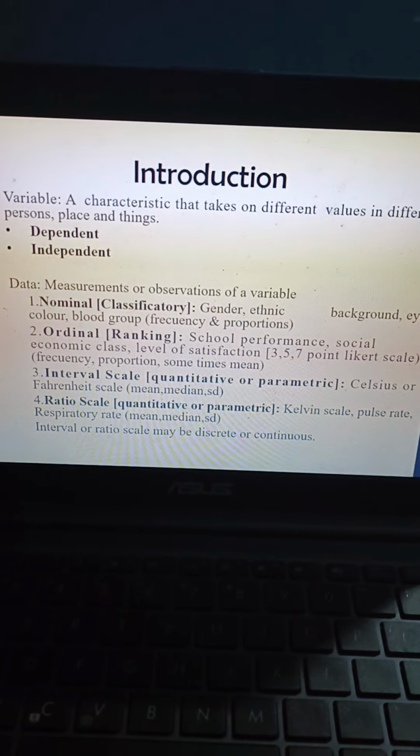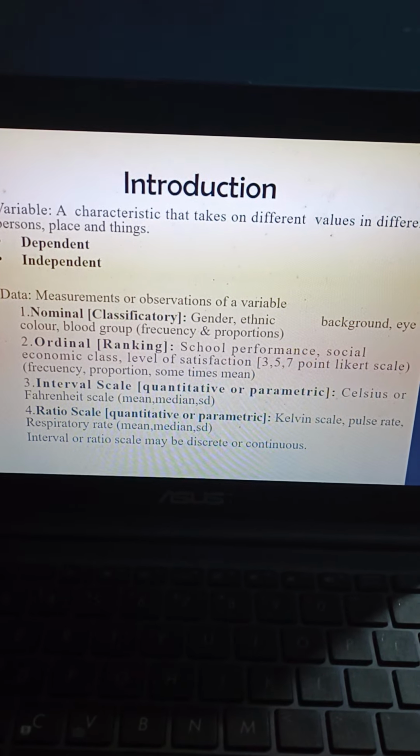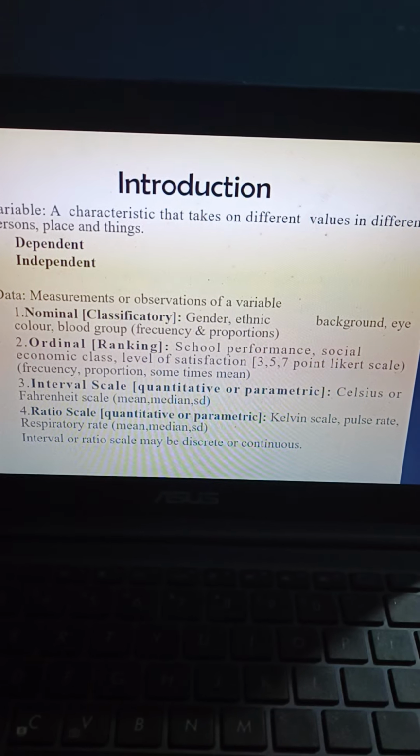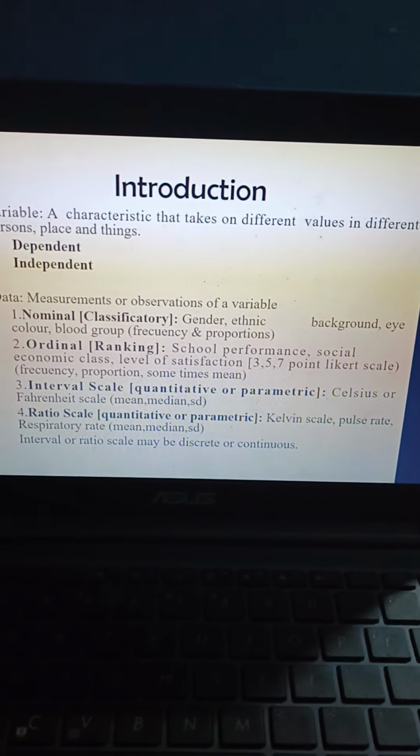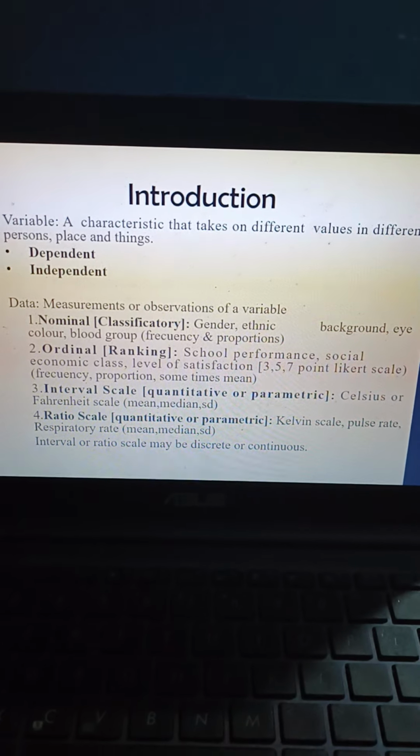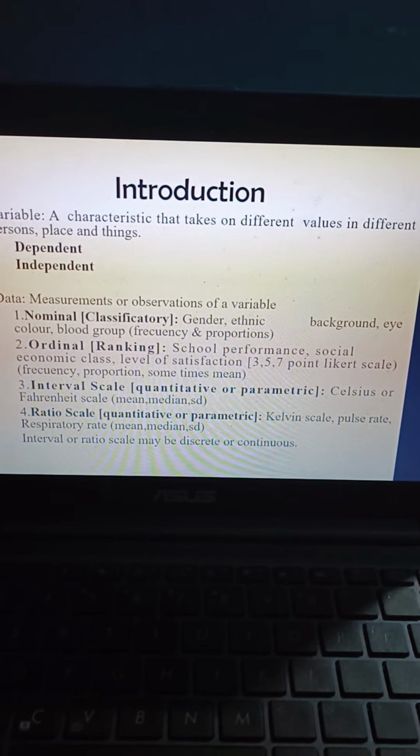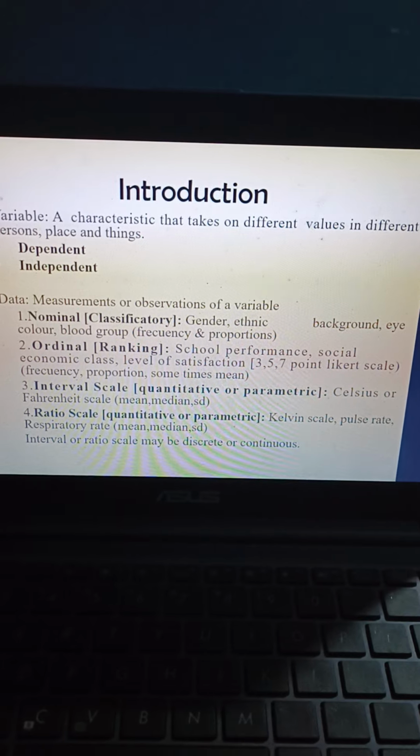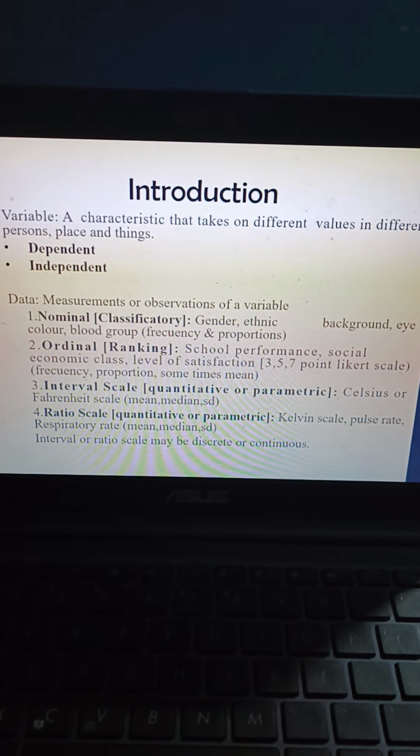Coming to the introduction, what is a variable? A variable is a characteristic that takes on different values in different persons, places, and things. That is, a dependent variable or an independent variable. Then, coming to what is data.